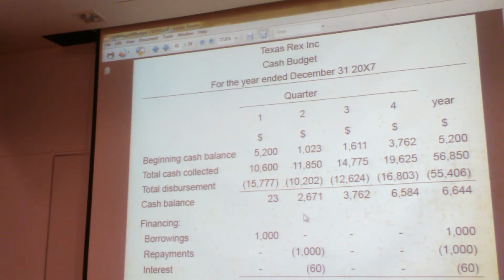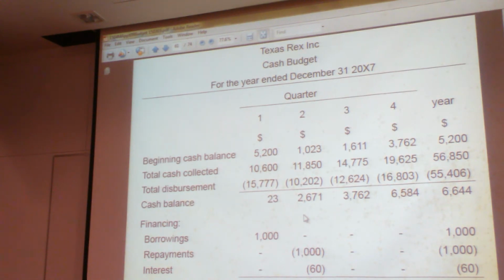Correct? So then here, remember this 23 is not enough, right? Because they say must maintain a minimum of 1,000. So you must go and borrow from outside. Borrow, right? So you borrow 1,000. So 23 plus 1,000 gets this. So your ending cash is 1,023. Then this number becomes this number. Your ending cash balance becomes your beginning cash balance.